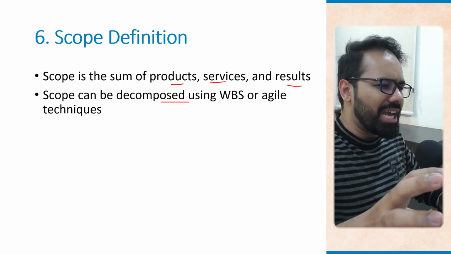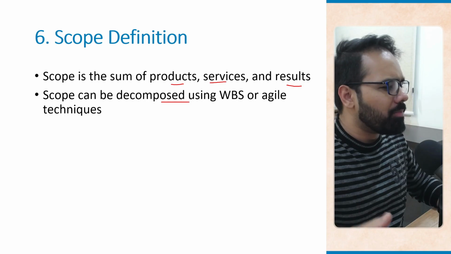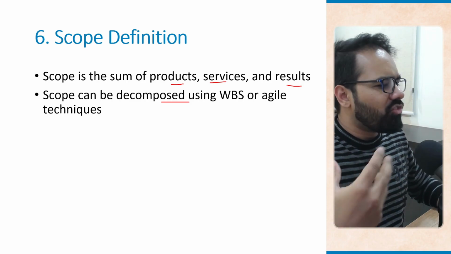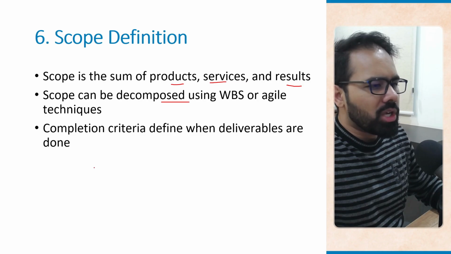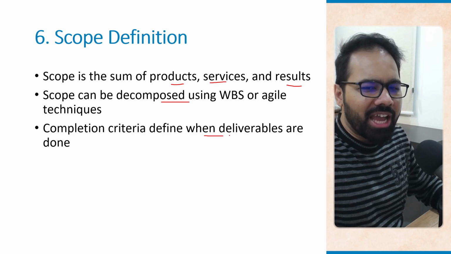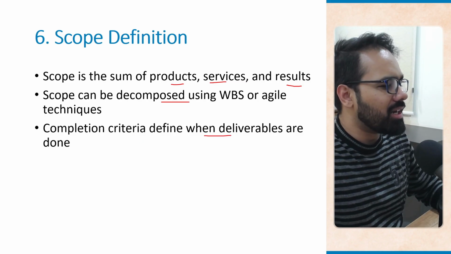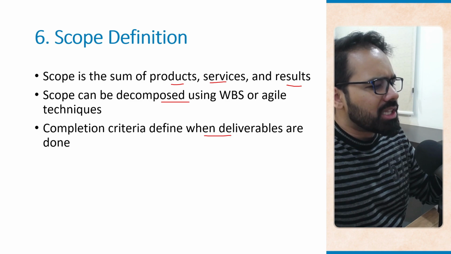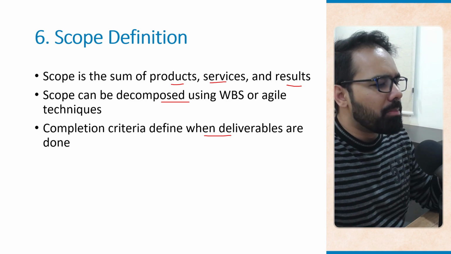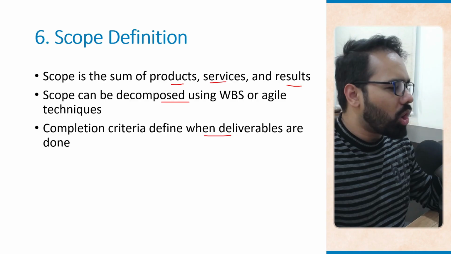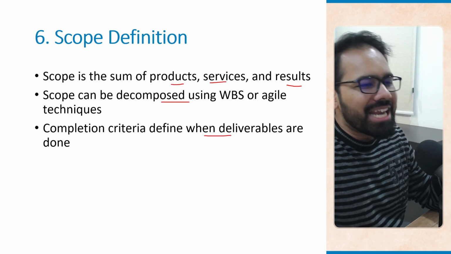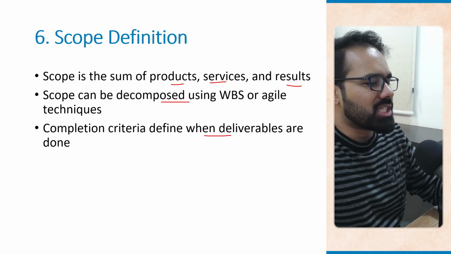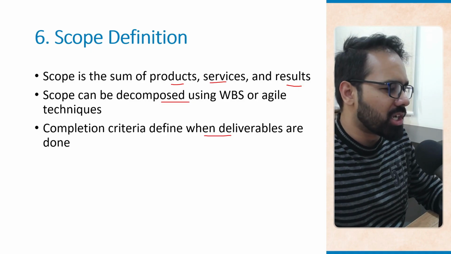But in agile, if you are using, let's say, Scrum, we may use epics, features, and user stories to structure the work that we are doing. Completion criteria define when deliverables are done. As an example, the checkout module is complete only when it passes testing across all browsers, integrates with the payment gateway, and is approved by the stakeholders. So that's the completion criteria.